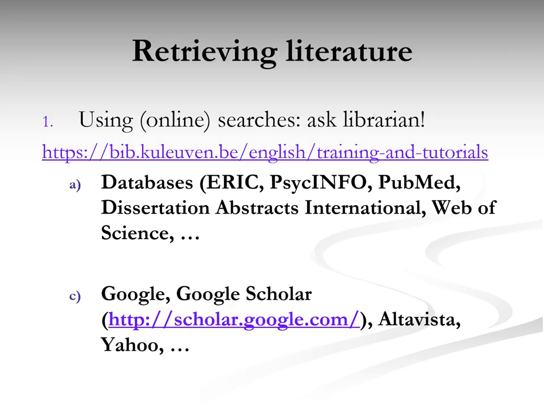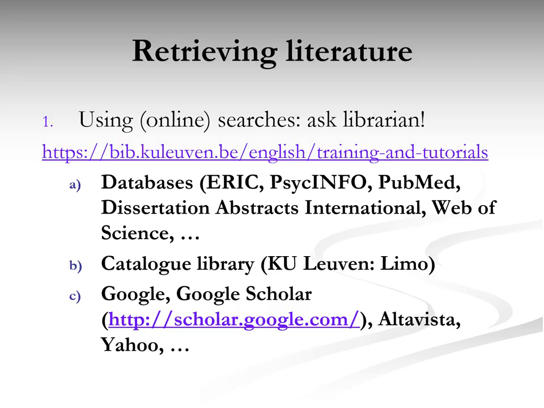This is not true for the other databases. So if you use, for instance, ERIC, if you search today in the ERIC database with a set of keywords, and you do the same search again next year with the same keywords, and you say, I'm only interested in studies until, for instance, the end of 2021, you will get exactly the same results. So you can replicate the search if you use such a database, which is not the case for Google, Google Scholar, AltaVista, Yahoo, and so on. So that's a reason for using these scientific databases only.